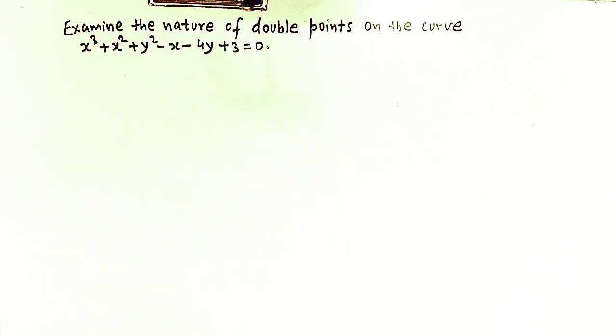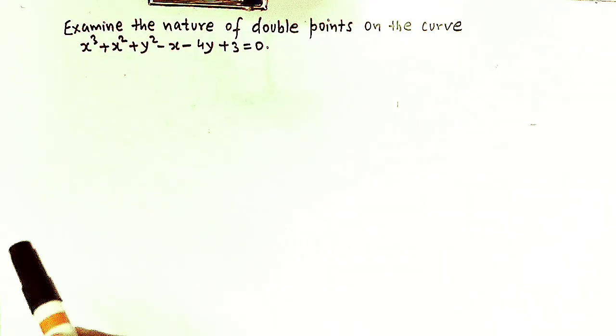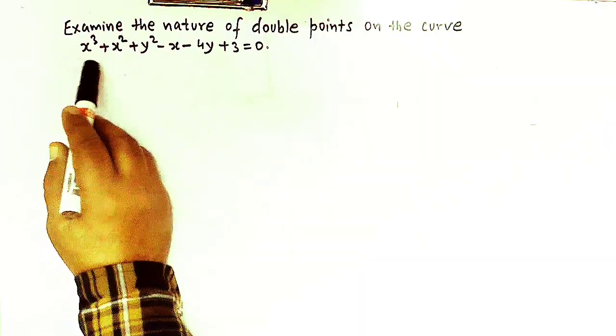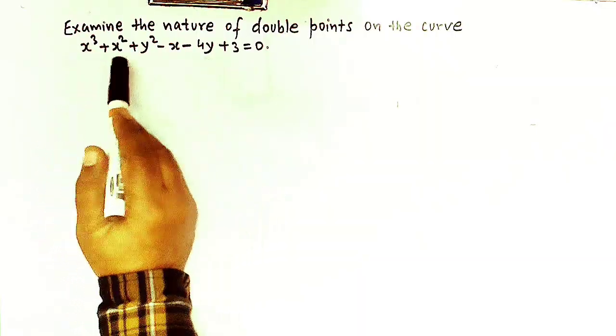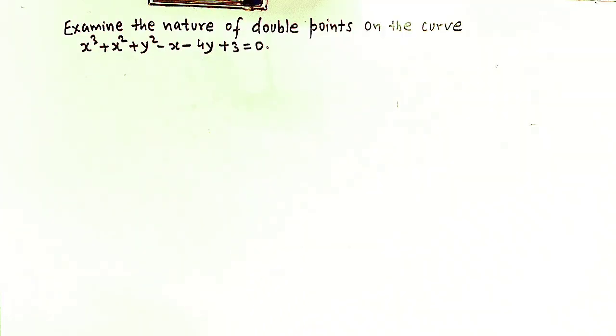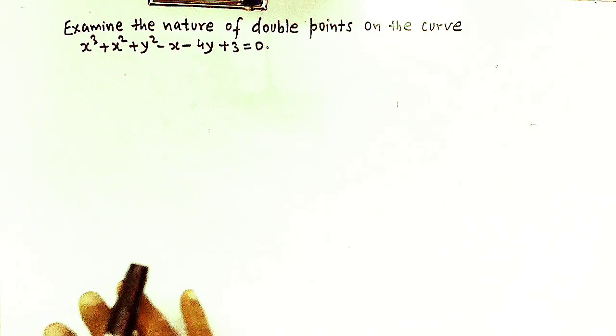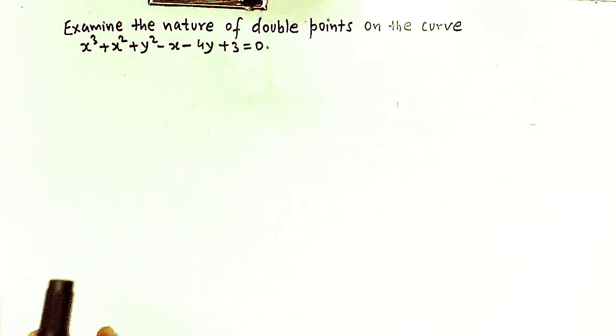Hello, viewers. In today's session, we are going to discuss the concept of node as a double point, right? So, with the help of this problem, we are going to discuss the nature of double points on the curve whose equation is given as x cube plus x square plus y square minus x minus 4y plus 3 is equal to 0. So, here we will restrict ourselves to the double point which is known as a node, right?